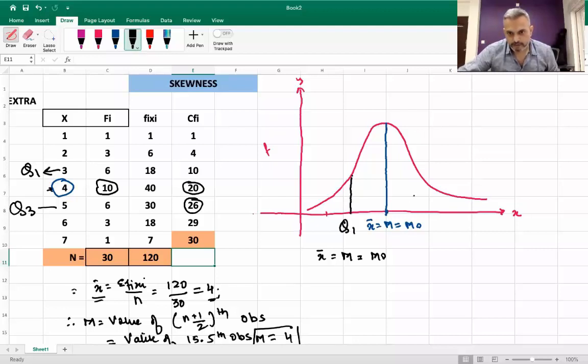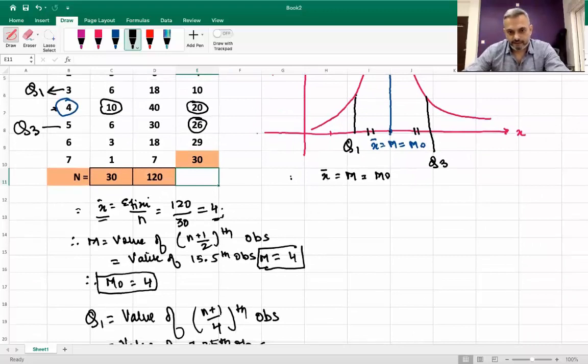This will be Q1 and this will be Q3. So you can see over here, from the median, Q1 and Q3 are at the same distance. In this frequency distribution, stop writing, pay attention please. What we can say is that first, mean is equal to median, which is equal to mode. Then Q3 minus M is equal to M minus Q1.